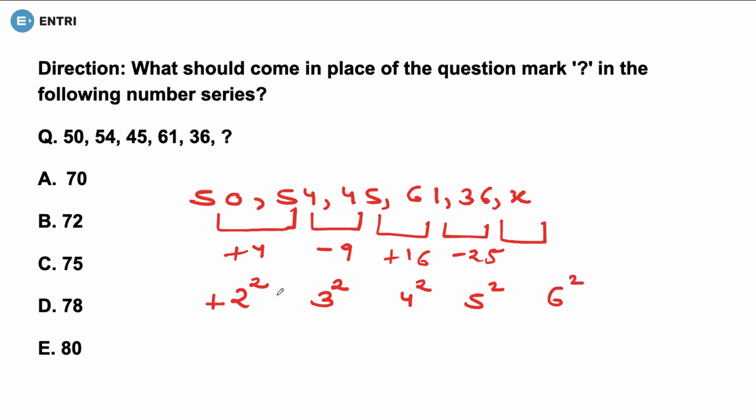Here plus 2 square was there, here minus, then plus, then minus. That means here it would be plus. And we clearly know that 6 square is 36, but here the plus sign would be there. So it would be plus 36 here. That means 36 plus 36 is going to give you out what? It is going to give you out 72.